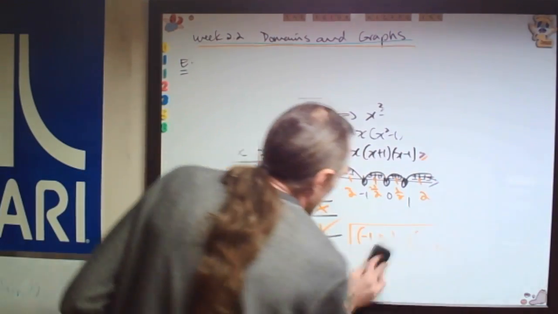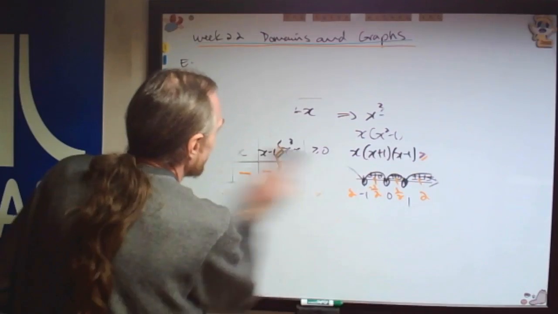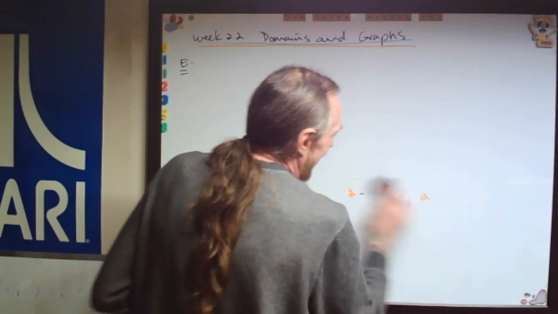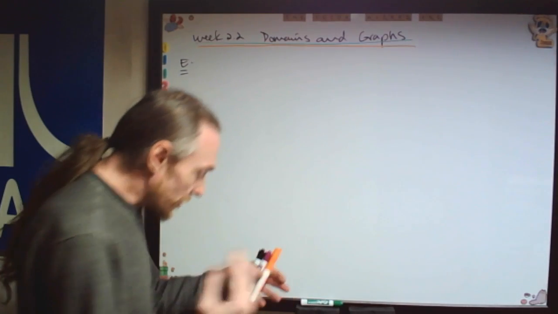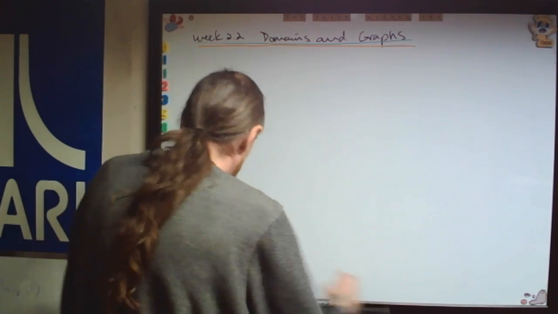What's the definition of a graph? A graph is a subset. It's the collection of all the points in the domain and its image. So it's a collection of ordered pairs, which is a subset of R2.